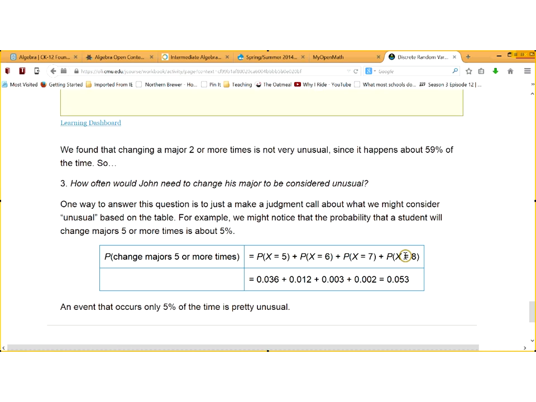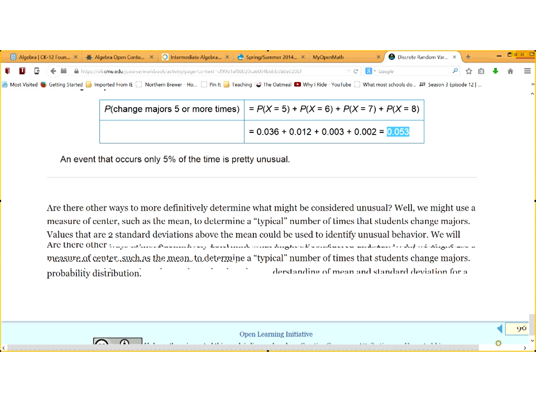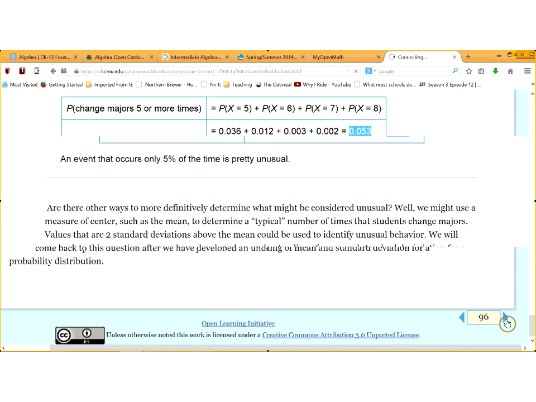And then they just started adding the probabilities from the top, from the least common, starting down. And when they got to 5, it got to 0.053, or 5% of the time. So it says that's pretty unusual. Someone changing their majors 5 or more times is pretty darn unusual, but it does happen, about 5% of the time. All right, and then they talk a little bit more.